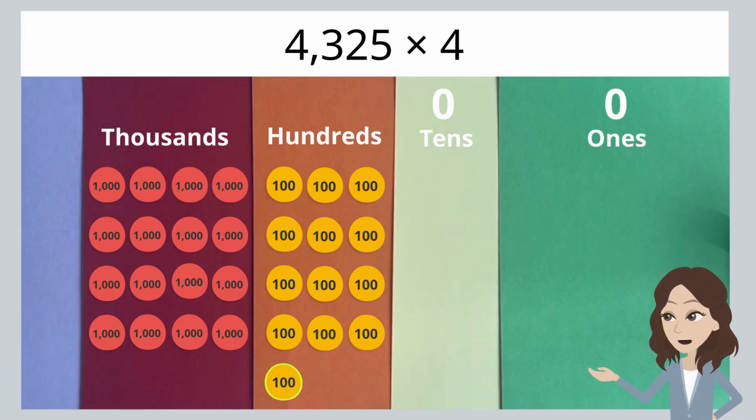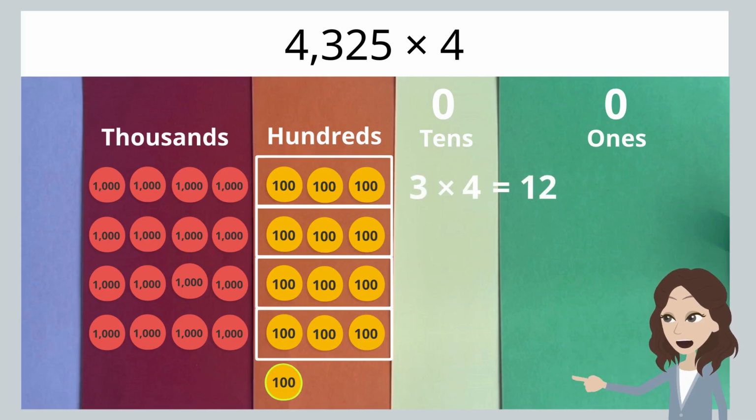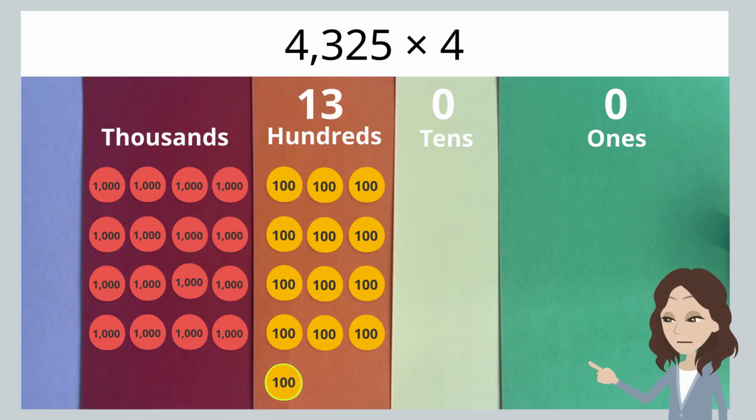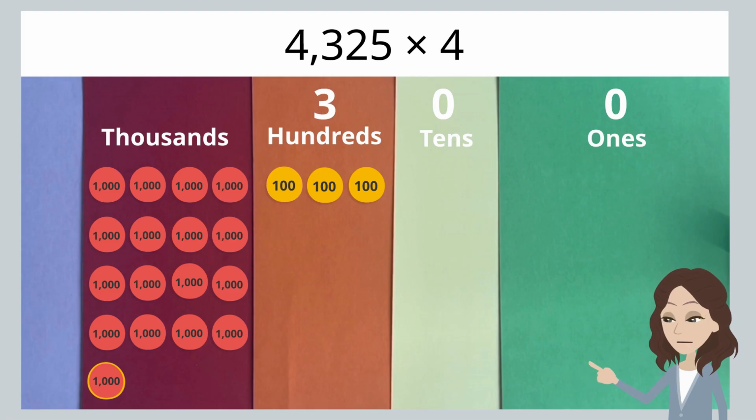Now, let's look at the hundreds place. How many hundreds are there? 3 hundreds times 4 is equal to 12 hundreds. Then, we add the 100 regrouped from the tens. So, there are 13 hundreds. We can regroup 10 hundreds to form 1,000. Then, we move the 1,000 to the place value column for thousands. After regrouping, we are left with 3 hundreds.